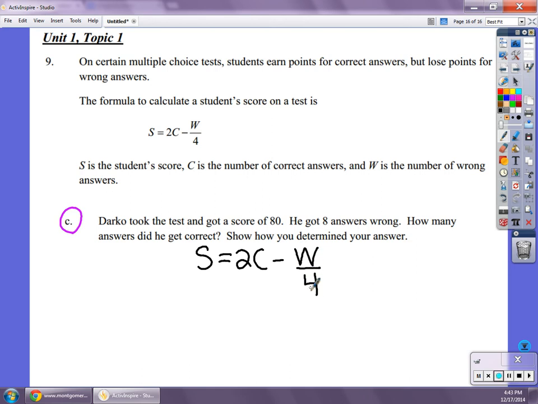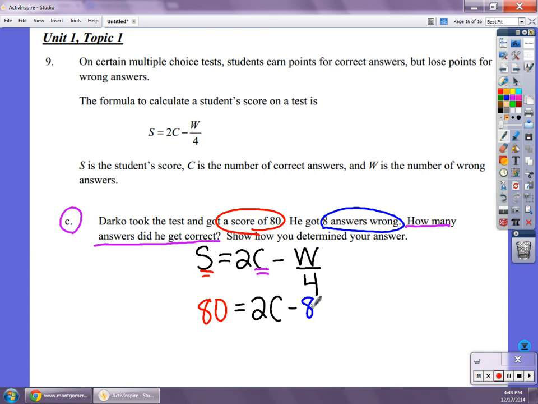And we're going to try to replace as many of these variables as we can so that we're left with just one. Which one do we want? Well, let's look at our question. We want to know how many did he get correct. So we're going to be solving for C this time. All right. Darko took the test and got a score of 80. All right, we can replace our S value now with 80. Remember, we're solving for C, so we're going to leave that guy alone. And then we hopefully have W. Let's see. He got 8 answers wrong, so there's our W value. So I'm going to write that as 8 divided by 4.